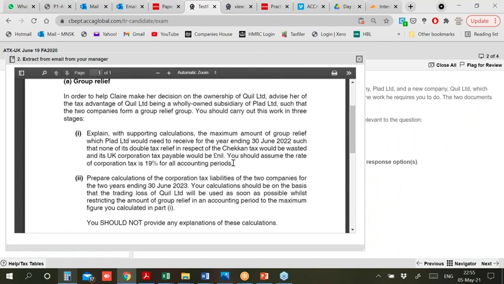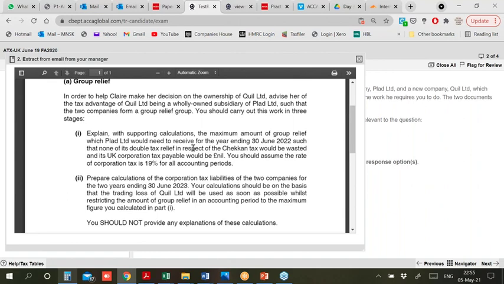What is Claire demanding? Claire is saying that she has seen that around 55,000 is the total profit of P Limited roughly, and she's about to receive a DTR as well. She wants us to calculate the exact amount of loss that, if she makes up a group with Q Limited, she claims from Q Limited so that her DTR does not get wasted. However, it will result in zero corporation tax after deducting the DTR. So now for that, I have to reverse calculate, and I'll share with you how I will do that.